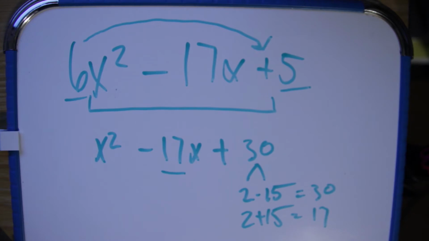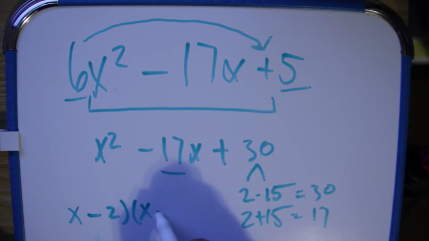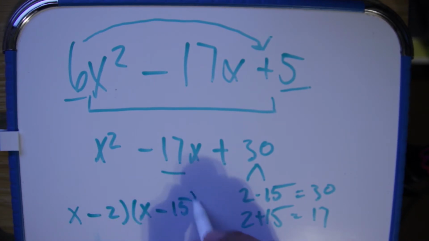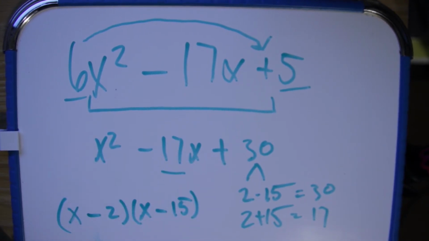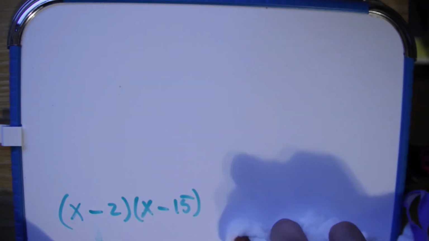So then we break these numbers down. So we're going to x plus, x minus 2, x minus 15. Are we done? No, we are not done. I'm going to work backwards now. X minus 2, x minus 15.